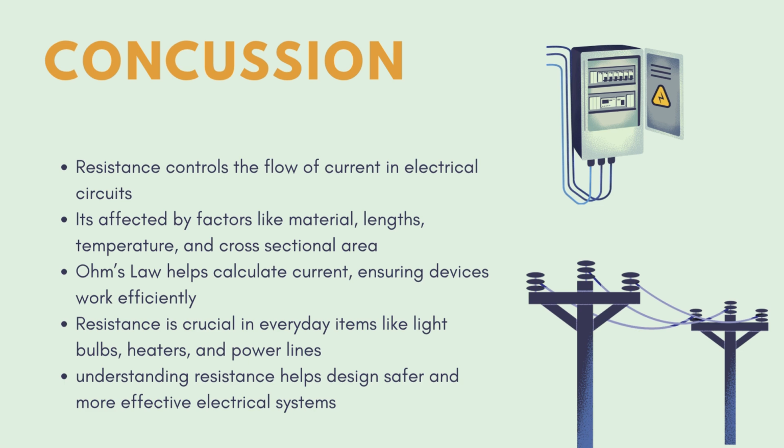In conclusion, resistance controls the flow of current in electrical circuits and is influenced by factors like material, length, temperature, and cross-sectional area. Ohm's law helps us calculate current and resistance, ensuring our electrical devices work efficiently. Resistance is important in everyday devices like light bulbs, heaters, and power lines. Understanding it helps us design safer and more effective electrical systems.